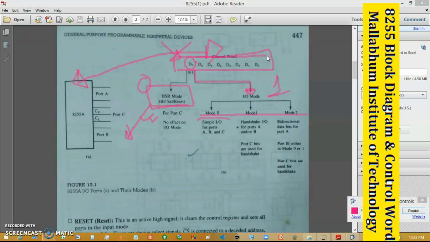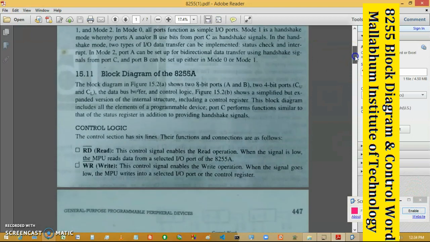Mode 0 is simple IO mode, very simple for the read and write operation. Mode 1 is for the handshaking mode of operation, where port C is used for handshake signals, and mode 2 is used for bidirectional data transfer. Okay. So that will be also written here.